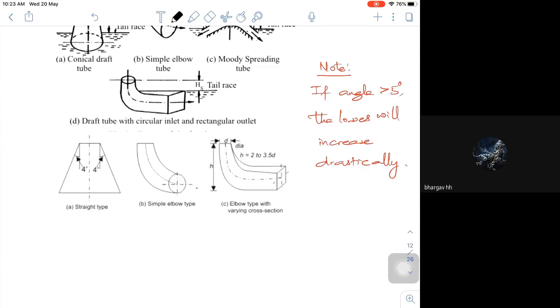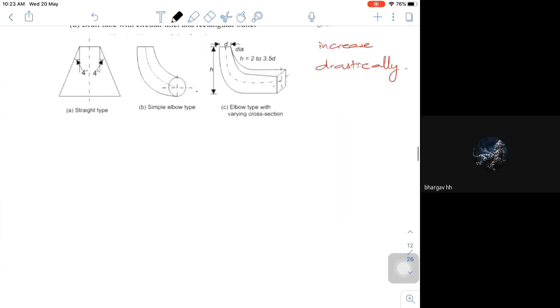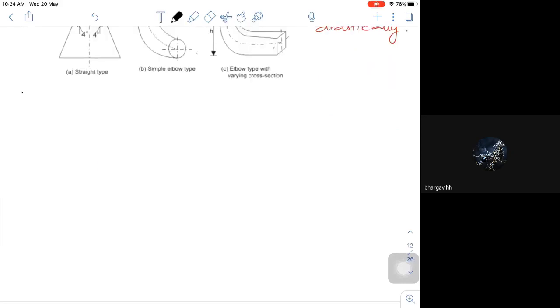Now we need to analyze this particular draft tube. To analyze this draft tube, we will take the help of the Bernoulli equation. Analysis of draft tube.